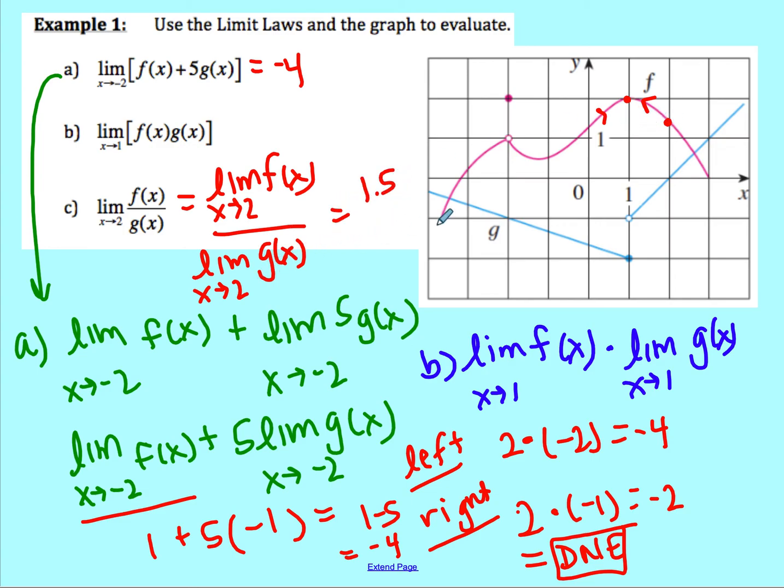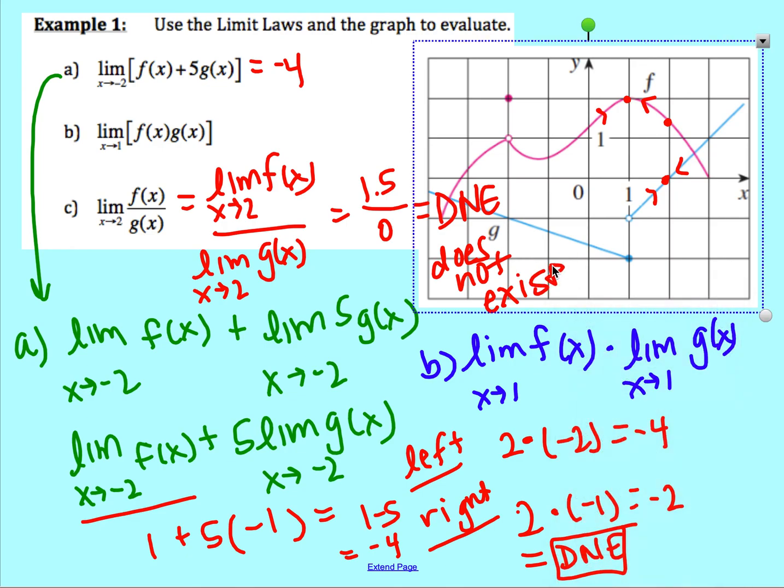And then I would do g of x. So as we approach 2. And this one is the same from the left and the right. And it's approaching my y value of 0. So I have 1.5 divided by 0. However, our limit laws state that our denominator can't be 0 because you can't divide by 0. So this one, since we cannot divide by 0, we usually say it's undefined, but with limits, it does not exist. DNE, does not exist. So there are our limit laws being used with an example.